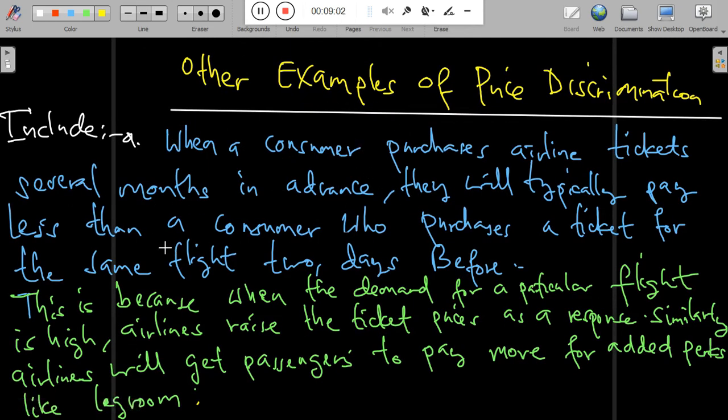Other examples of price discrimination include when a consumer purchases an airline ticket several months in advance, they will typically pay less than a consumer who purchases a ticket for the same flight 2 days before. This is because when the demand for a particular flight is high, airlines raise the ticket price as a response. Similarly, airlines will get passengers to pay more for added baggage, and leg room.